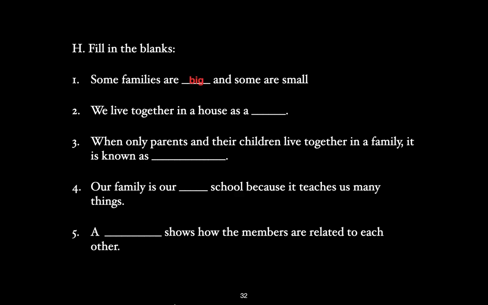Good. Second, we live together in a house as a family. Good. We live together in a house as a family. Third, when only parents and their children live together in a family, it is known as nuclear family. Very good. Next, our family is our dash school because it teaches us many things. Our family is our first school. Very good. Next, a dash shows how the members are related to each other. A family tree shows how the members are related to each other. Good job, children.